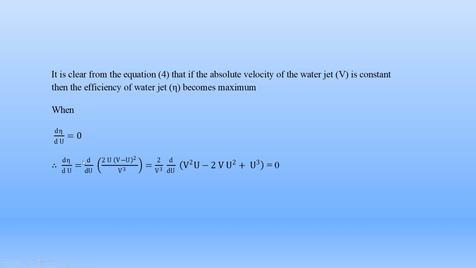d eta by du is equal to d by du of, substitute equation 4 in place of the efficiency eta. According to equation 4, the efficiency eta is equal to 2u into (V minus u) whole square by V cube. This is the efficiency equation. We consider this capital V as constant, the absolute velocity of the water jet V constant. So 2 is a numerical number and V is constant, so take them outside the differentiation because these two are the constants.